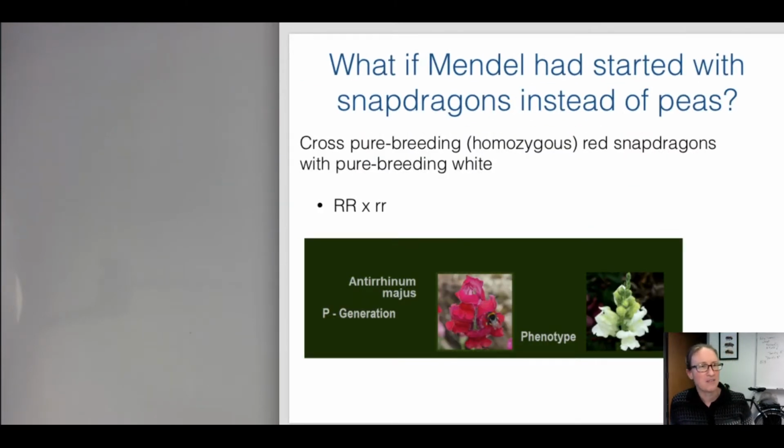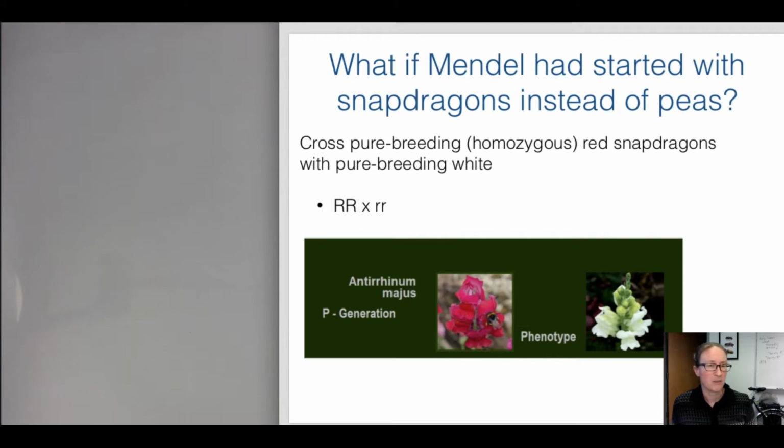So in this video, we're going to take these ideas a little bit further. The first thing we're going to consider is this example. What if Mendel had actually started with snapdragons instead of peas? So here are pictures of two different phenotypes of snapdragons. We've got a dark pink snapdragon, and then a white snapdragon.